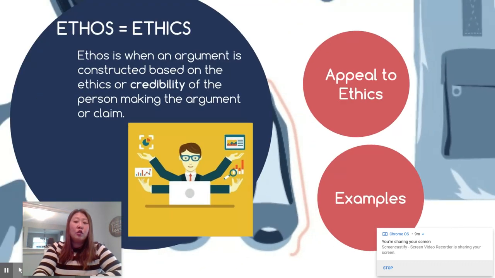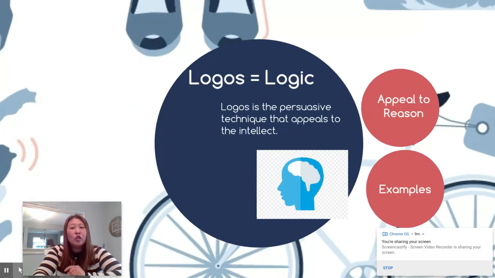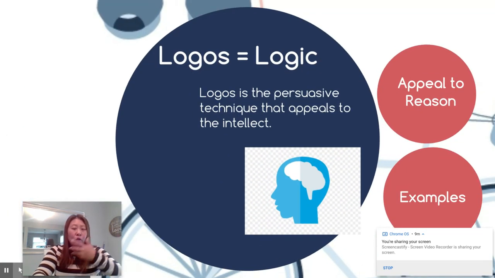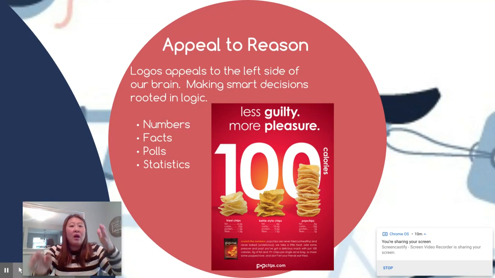All right, so that's a brief little lesson on ethos. Let's move on to logos. You can hear the Greek root there, logic. Logos is a persuasive technique that appeals to your intellect. This is probably the most accurate of the three because you're appealing to reason. You are appealing to the left side of the brain, which makes smart decisions rooted in logic.